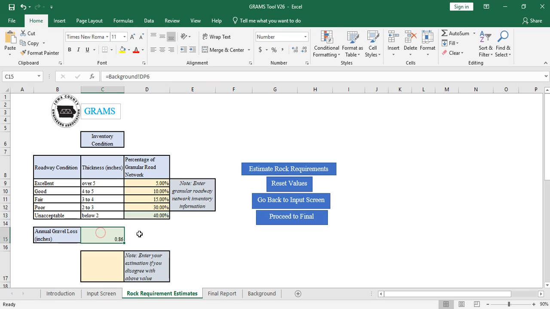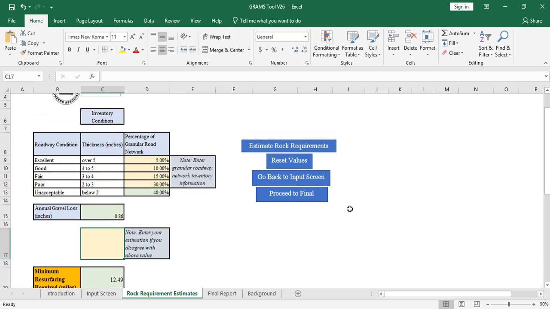We can see that the annual gravel loss based on our beta regression model is about 0.86 inches. If the user wants, they can put in their own gravel loss values if they do not agree with this estimation. Now the user needs to press the estimate rock requirements button. They can also go back to the previous screen or reset all the values with these buttons. We're going to press estimate rock requirements and go down.